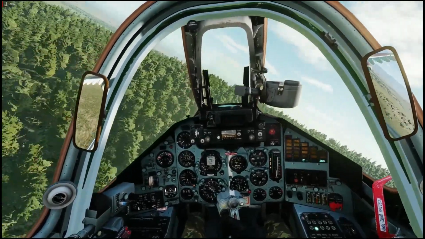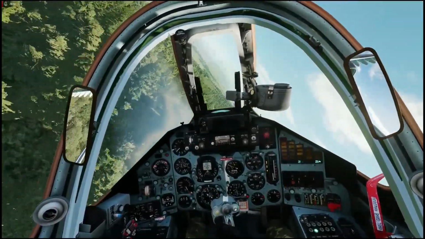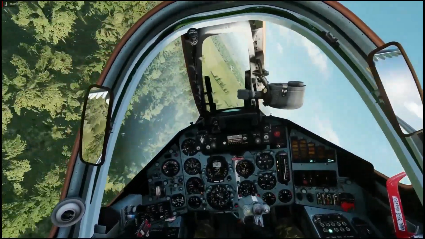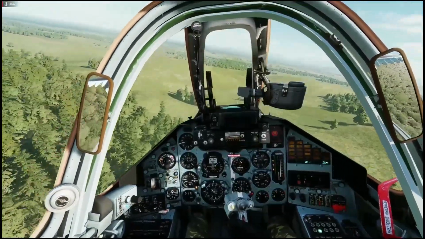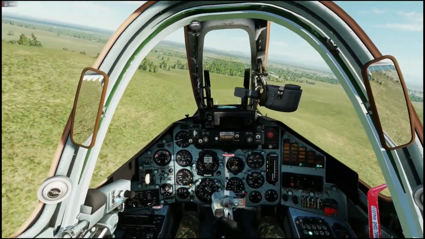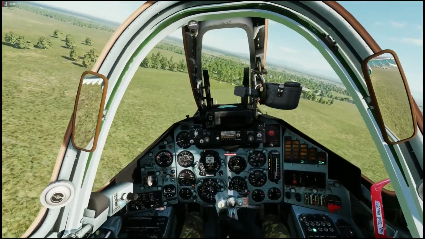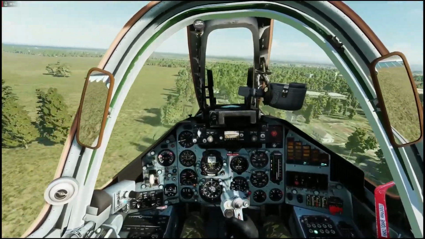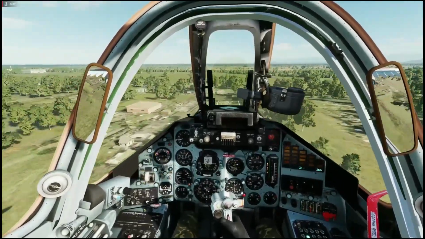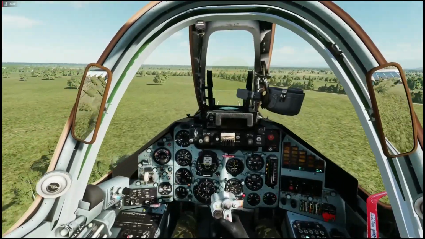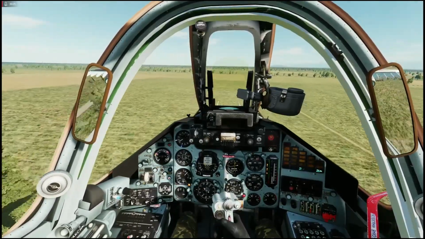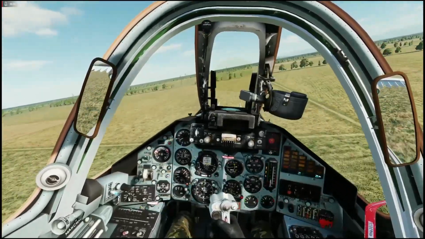Whoops. Brakes. And as you can see, the range to steer point 2 is dropping fast. And we're flying directly at it. When we reach waypoint 3, the navigation system will automatically change to the next waypoint.